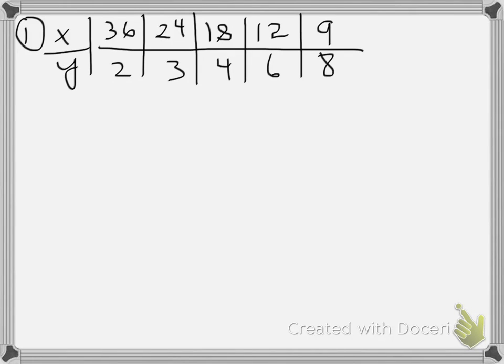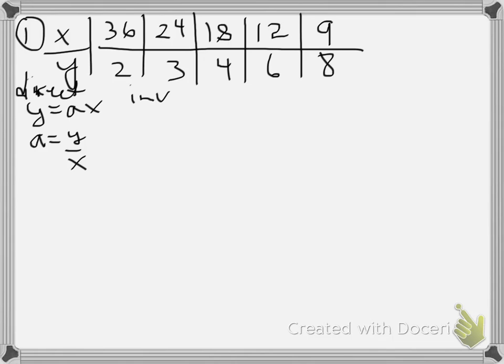Okay, so in this problem here, we have to determine whether the variables show direct, inverse, or neither. Direct variation is y equals ax, or when you want the constant of variation a, you can do y divided by x. That's direct.